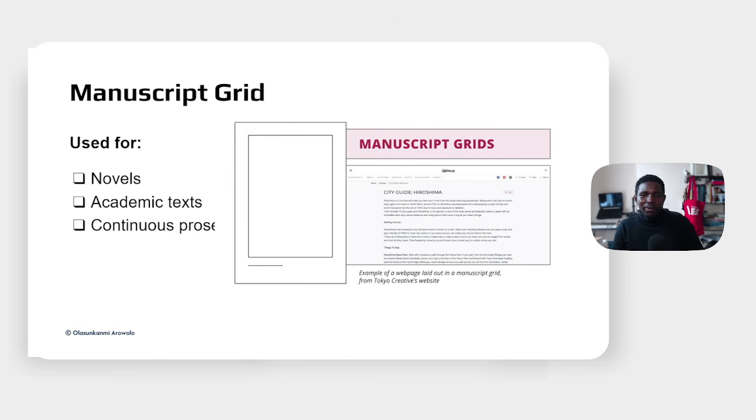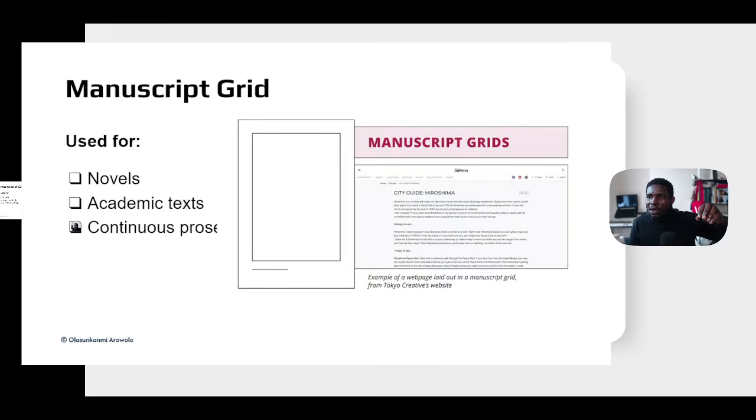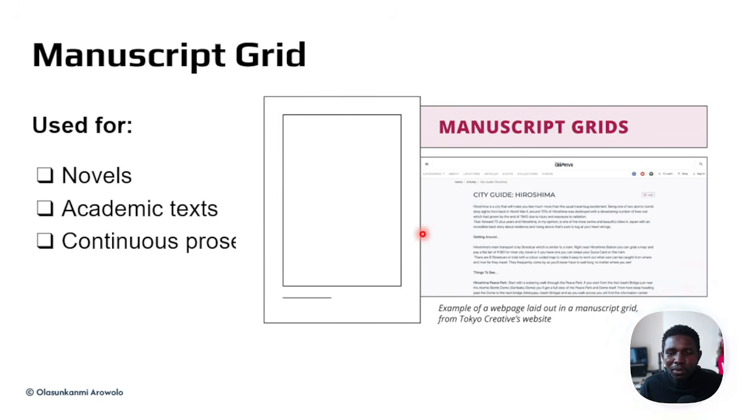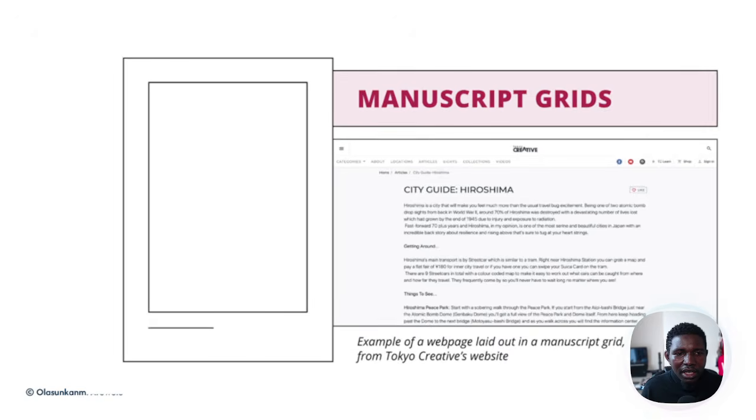Now, have a look at this. Manuscript grid. It is used for novels, for academic text, for continuous prose. Let's just make this bigger.